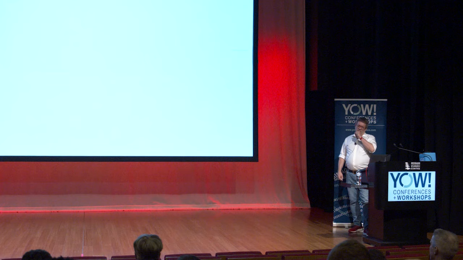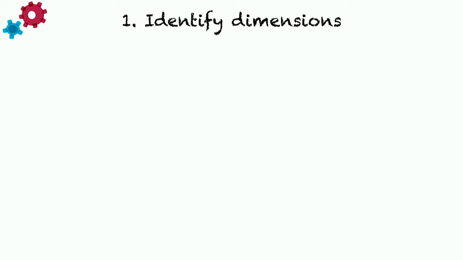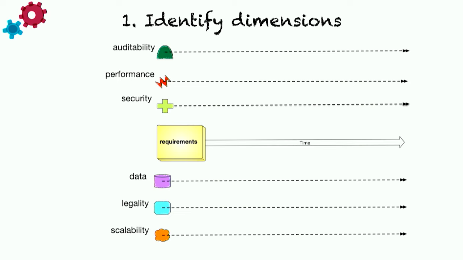So let's talk about putting this into practice. The first step, of course, is identifying what dimensions. Now, notice I don't say identifying what dimensions you think are going to change because you can't predict what's going to change. But what this does allow you to do is do a better job of prioritizing what we really need to support in our architecture.